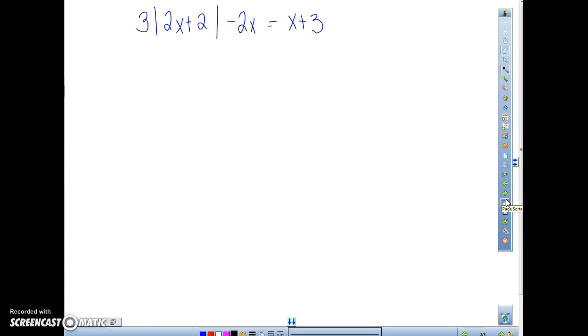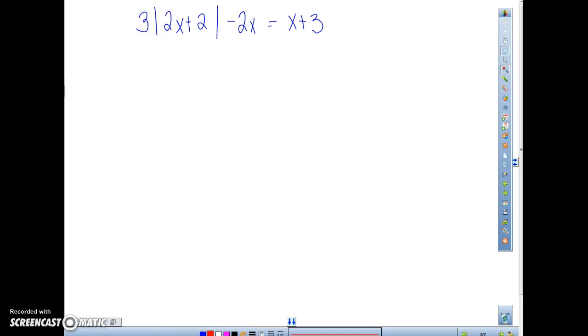Okay, the next problem. 3 times the absolute value of 2x plus 2 minus 2x equals x plus 3. Again, I would like you to pause the video, work it on your own, and then once you have finished or once you get stuck, start watching the video again so you can see where we're at. Go ahead and do that now.